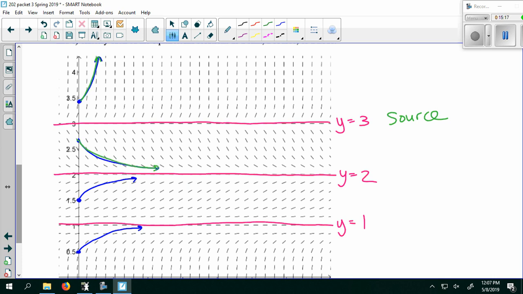This solution heads away from y equals 3, and so does this one. At y equals 2, when you look above and below, you see that they both approach the equilibrium. They both are drawn to the equilibrium solution, so this is a sink. And for y equals 1, one side approaches the equilibrium solution, but the other side heads away from it, so we call this a node.